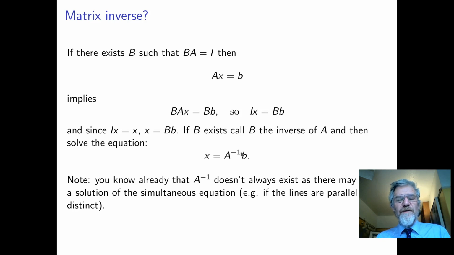So it doesn't always exist, of course, because two equations in two unknowns might not have any solution if the lines were parallel but didn't intersect. So I could just write the same equation twice, and then it's got lots of solutions. So it's clear that the inverse of a matrix doesn't always exist.